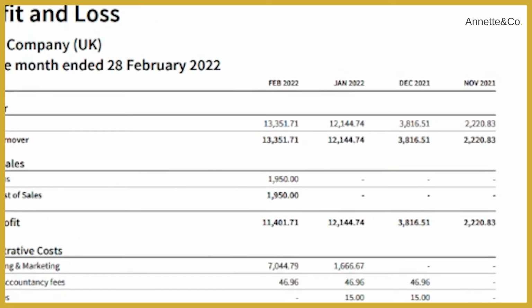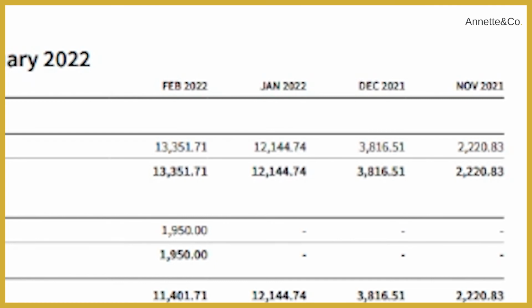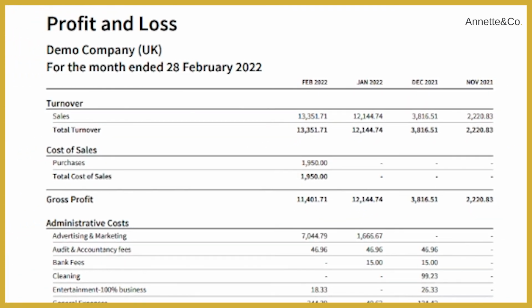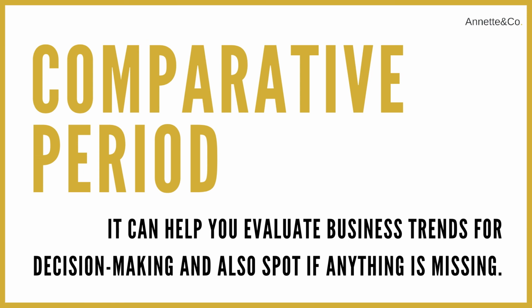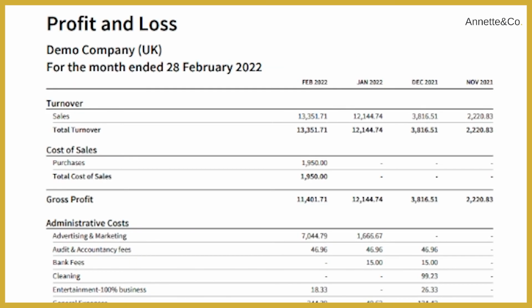In this example, we can see comparative periods. We've got February, January, December, November. It is typical to see comparative periods when looking at a profit and loss account. It can help you evaluate business trends for decision making and also spot if anything is missing. In annual accounts, we would show the previous year as a comparative, whereas in management accounts, it would be typical to show one or more of the previous months.